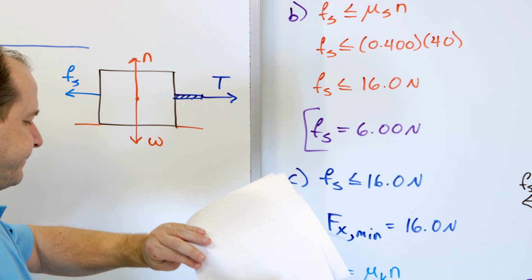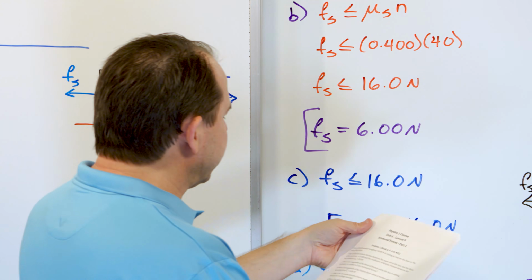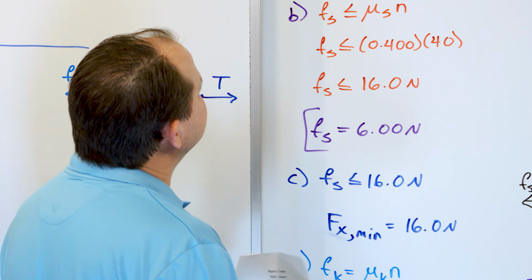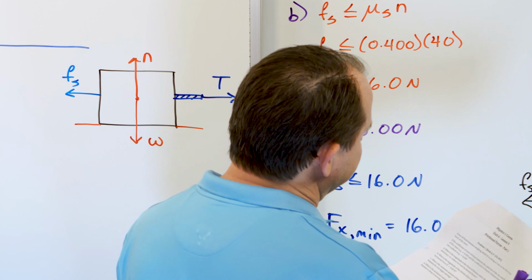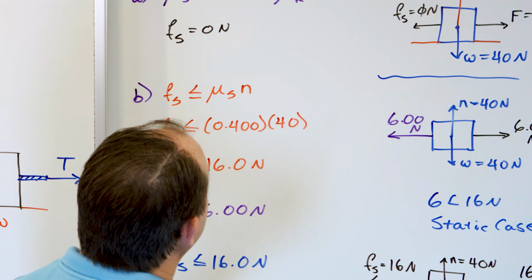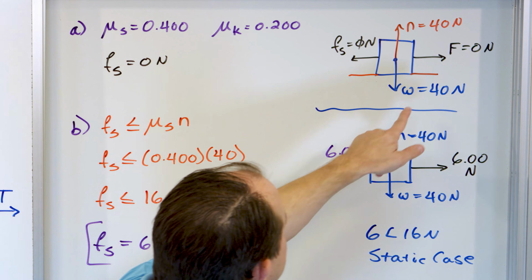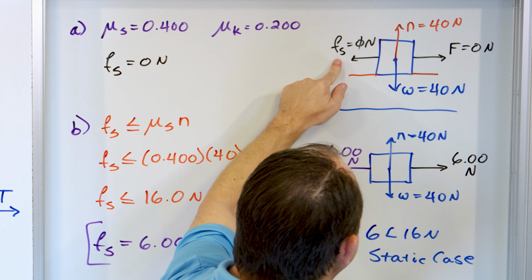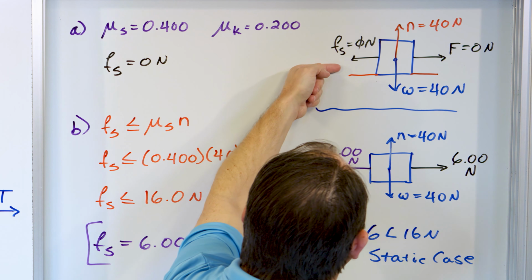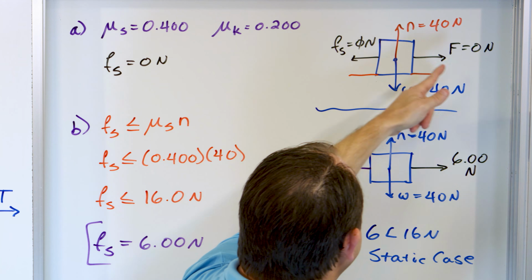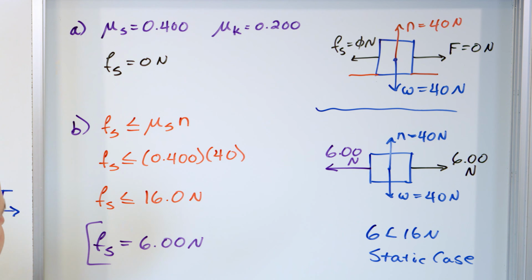Part A basically said, what is the magnitude of the frictional force when the box is sitting there with no net forces, with no force pushing on it, basically? Well, when there's no force pushing on the right, there's no frictional force at all. And so everything's balanced. It has to be 0 and 0, and so the frictional force is 0.